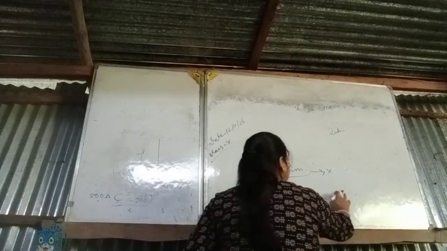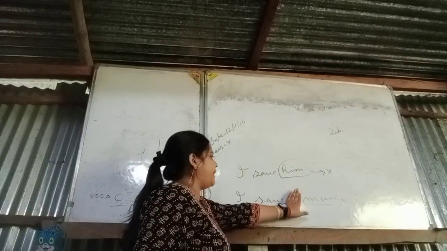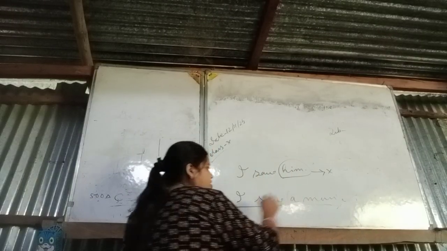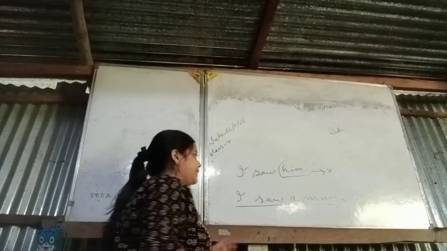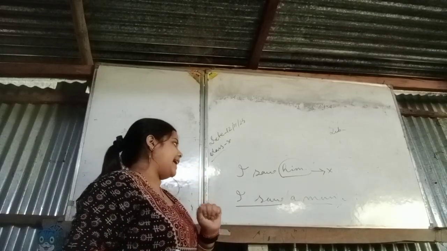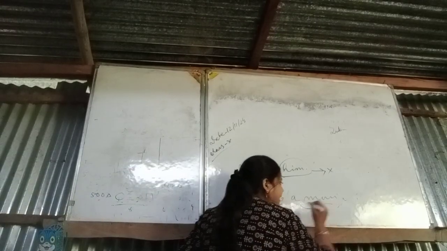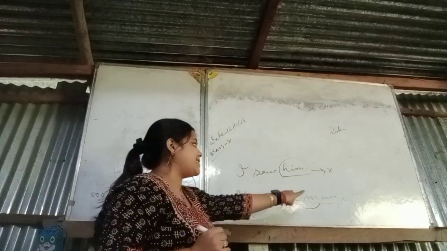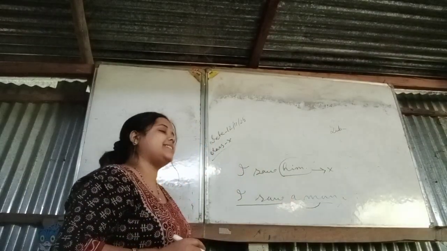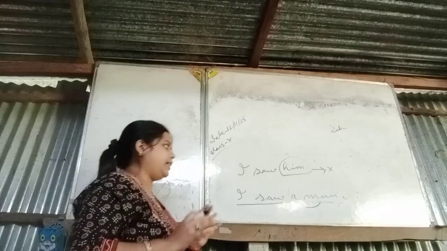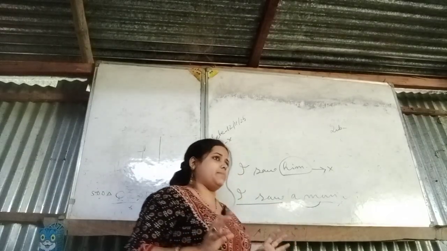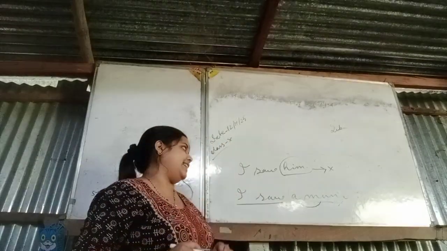Now, can we say I saw man or I saw a? No. Then we can notice that a man is interrelated. The 2 words are interrelated. So we can state that a phrase is a group of words, but the words are interrelated.